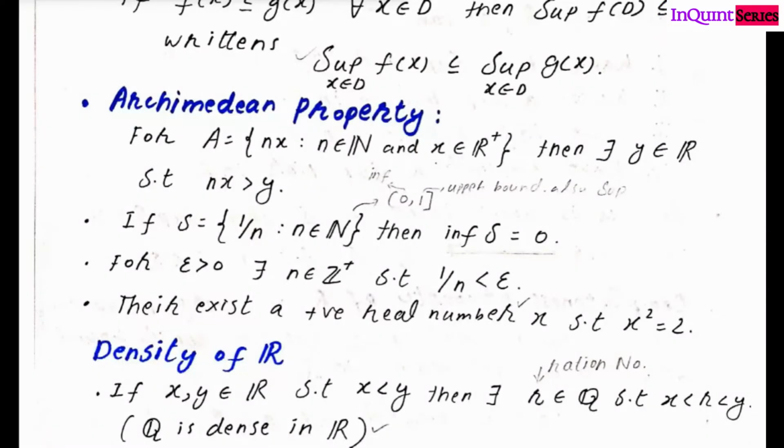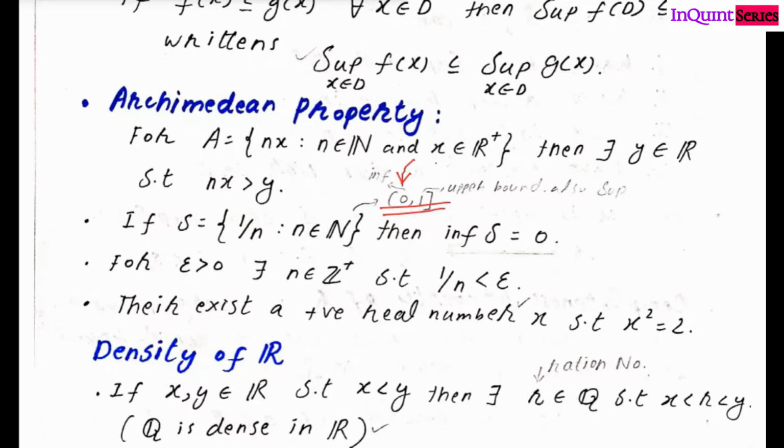Here our S is written as the interval open 0 and closed 1. So here 0 is our infimum, as by the definition of infimum, you can remember that the infimum is the greatest lower bound. So in that case 0 is our greatest lower bound and 1 is our least upper bound.